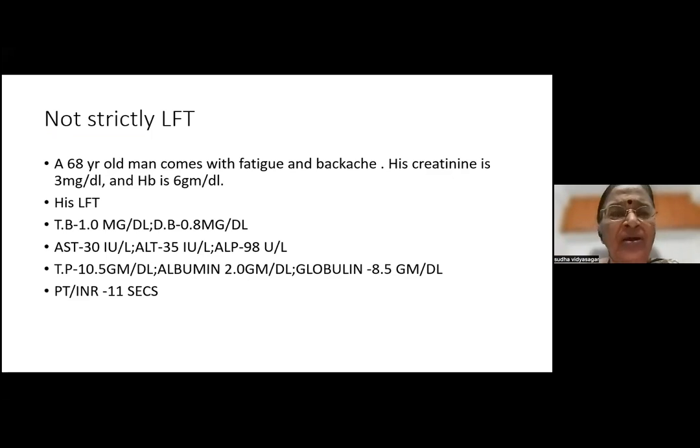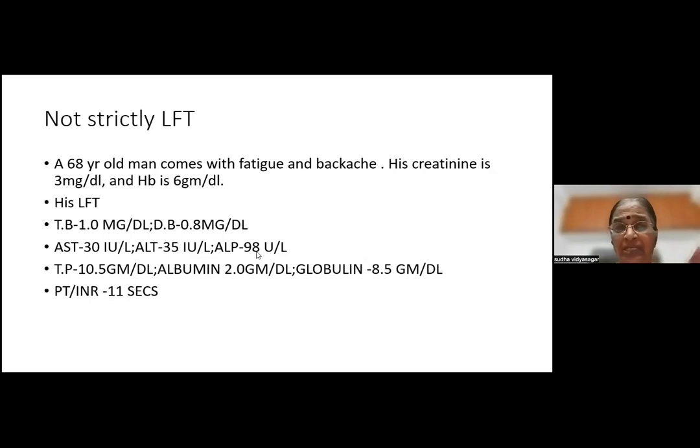Okay, let's move on. A 68-year-old man comes with fatigue and backache. Creatinine is 3, hemoglobin is 6. That is the LFT. Huge clues. What is that? Okay, that's a multiple myeloma, right? Huge clue from this globulin. And then you got an anemia, you got a creatinine raised. So everything there fits.